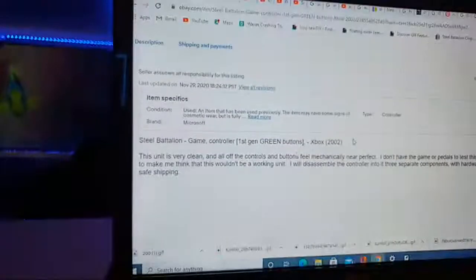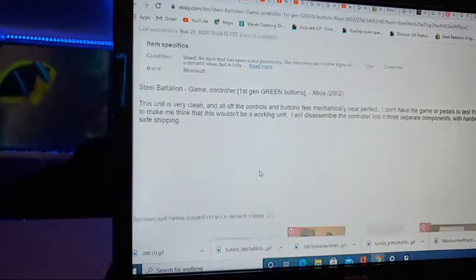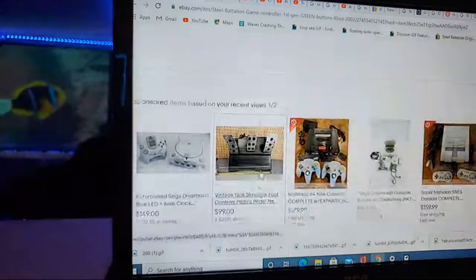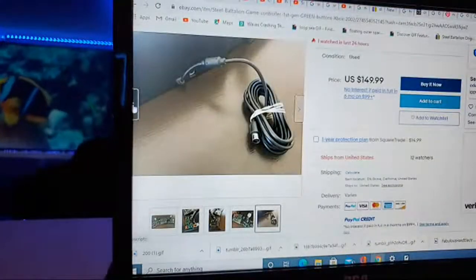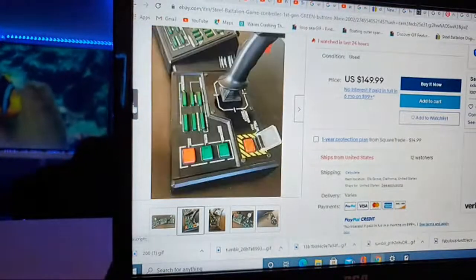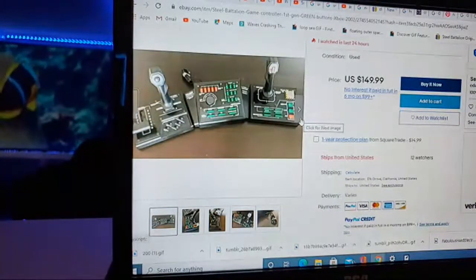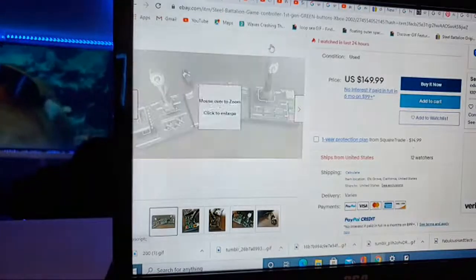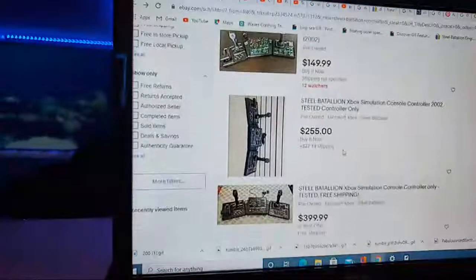Let me see. Very good, clean unit. Maintained, nothing wrong with it. Disassembled into separate components or hardware bag, factory safe shipping. Yeah, buddy, but you're missing pedals. You're not showing off pedals. You're supposed to be showing pedals off. That's the first thing people display on Steel Battalion. The pedals on Steel Battalion are huge. I mean, it's nice and clean. $150. I mean, it's not a problem to get right now, but still, I need to see where the pedals are at because you're supposed to have your pedals on display.